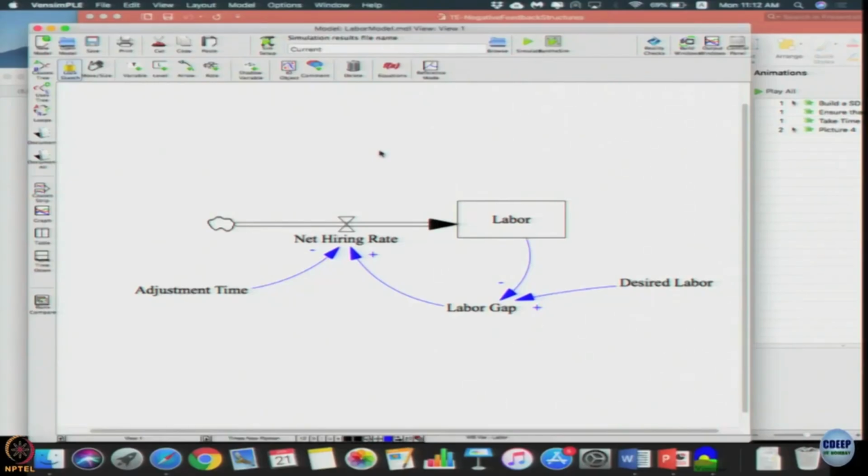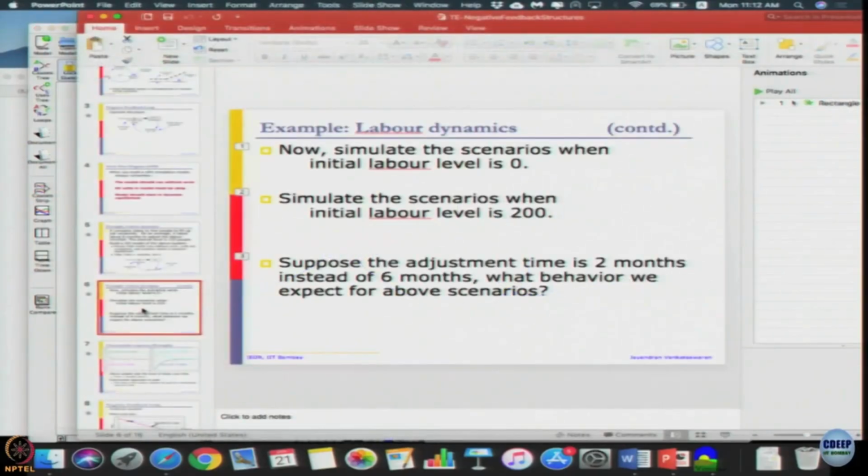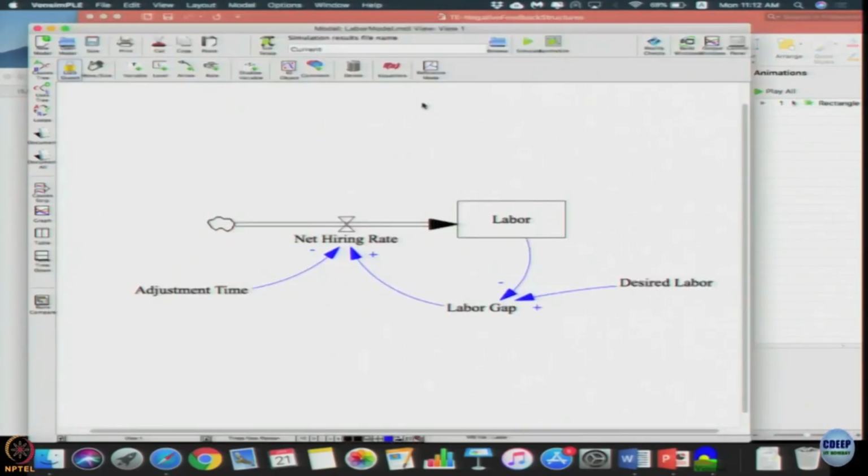Now, we already did this. Simulate the scenario when initial labor is 0, and simulate the scenario when initial labor is 200. Let us try that. I am not changing anything yet. With 100 itself, I want to know what it is.